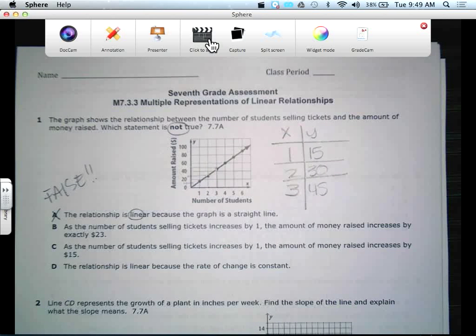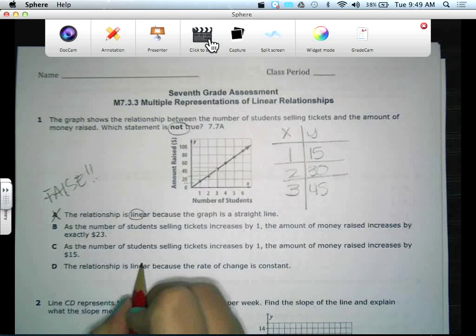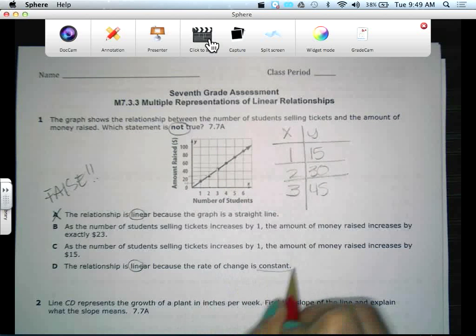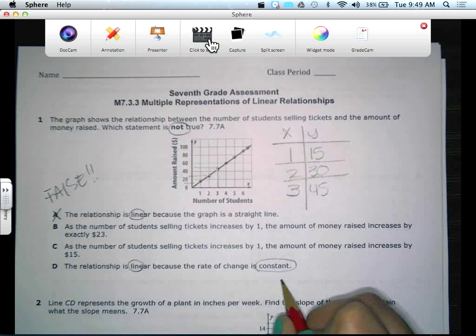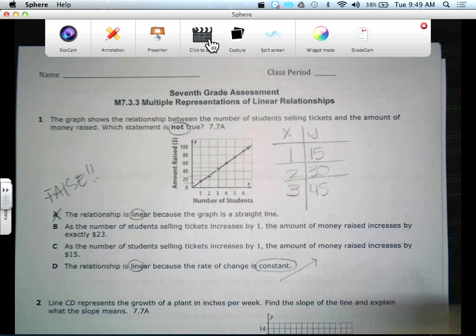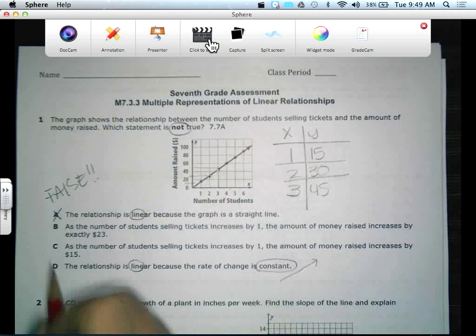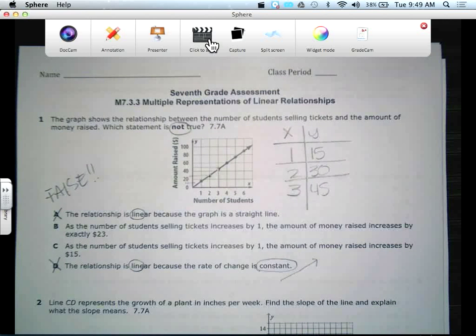When I look at D, it also says that the relationship is linear, which I agree with, because the rate of change is constant. This word constant means that it goes on in the same direction forever and ever. Since this is also true about my line, I know that I can eliminate that because I'm looking for a false answer.